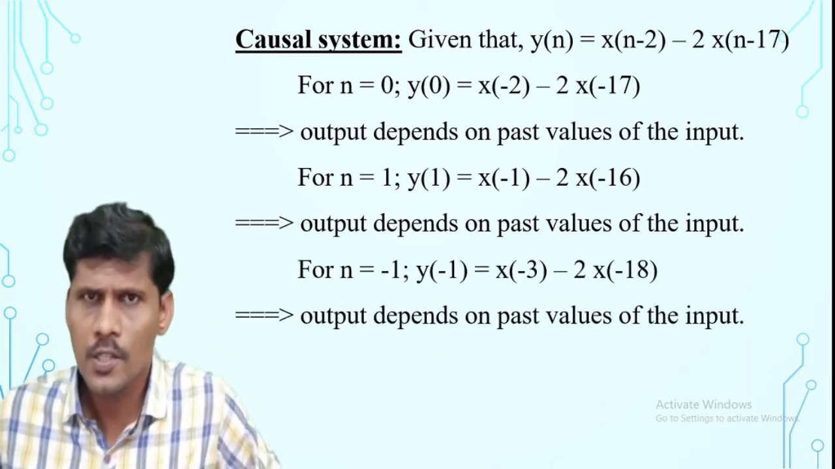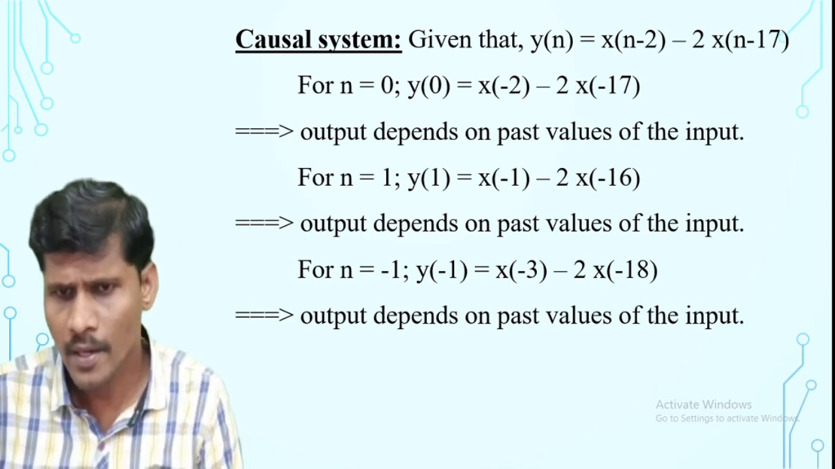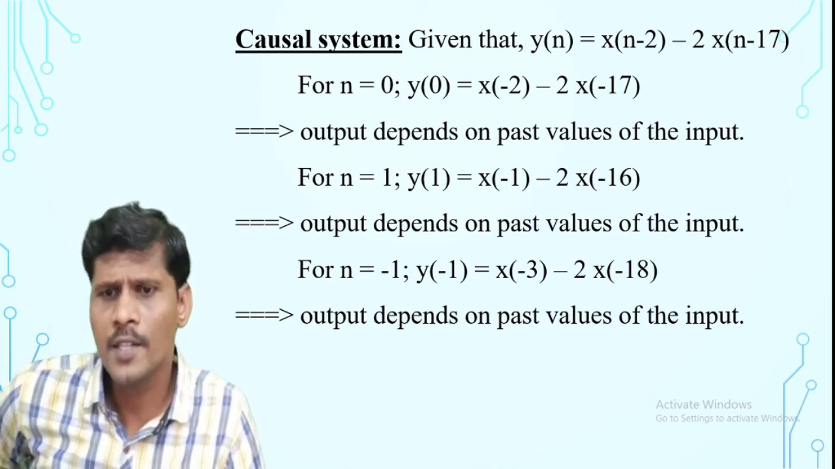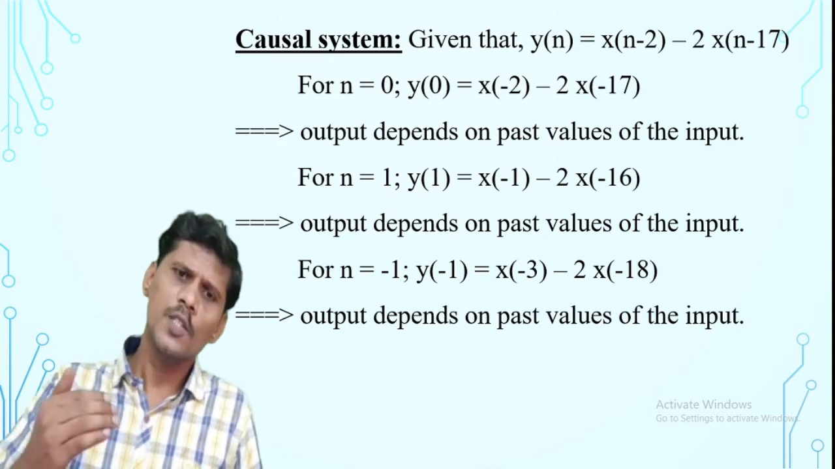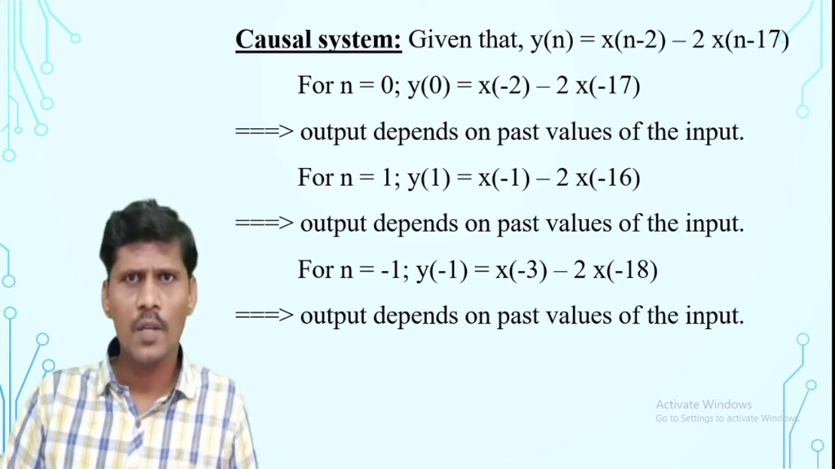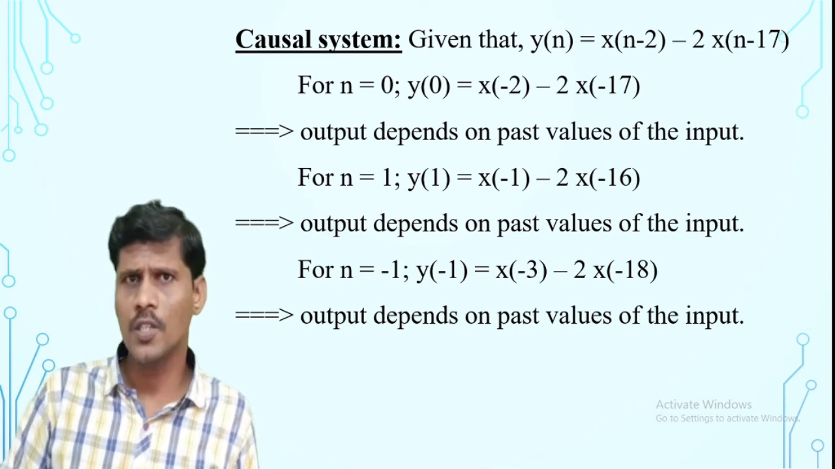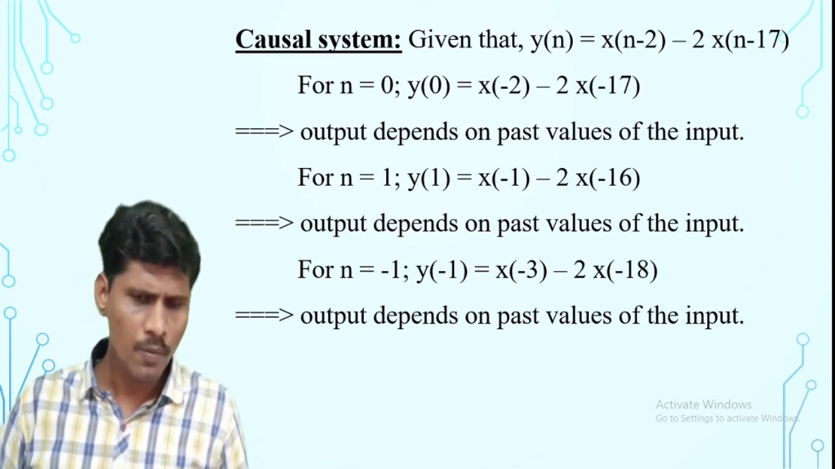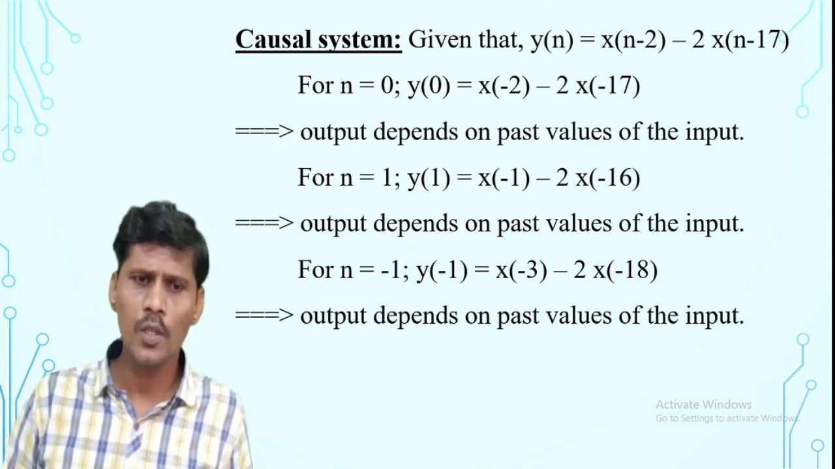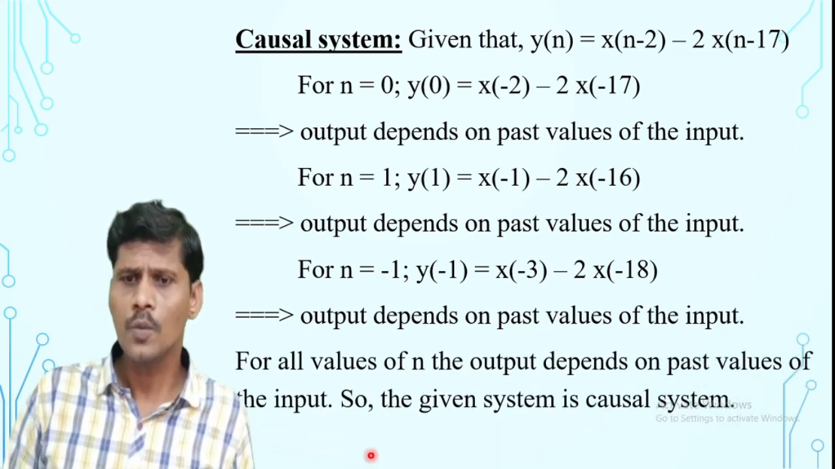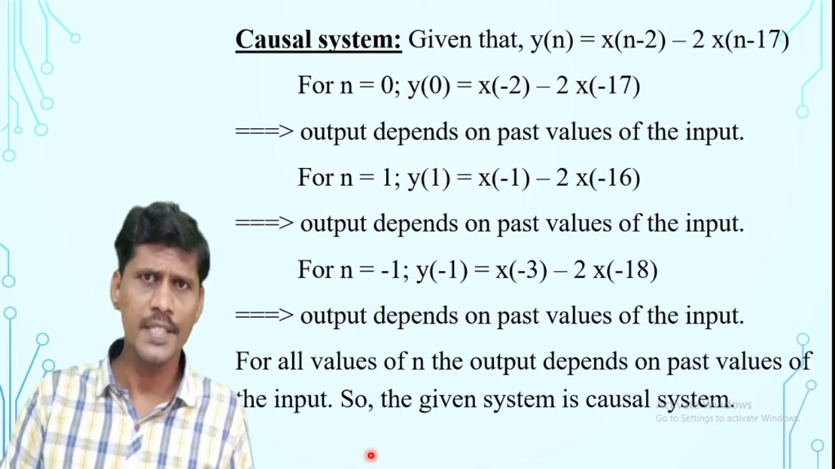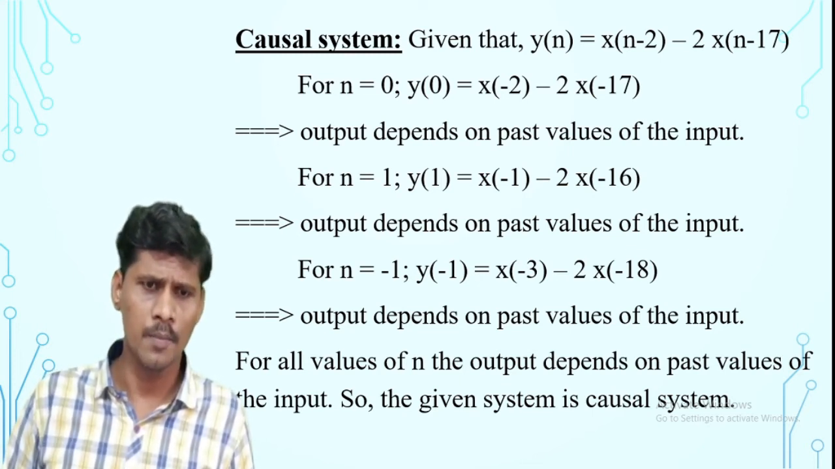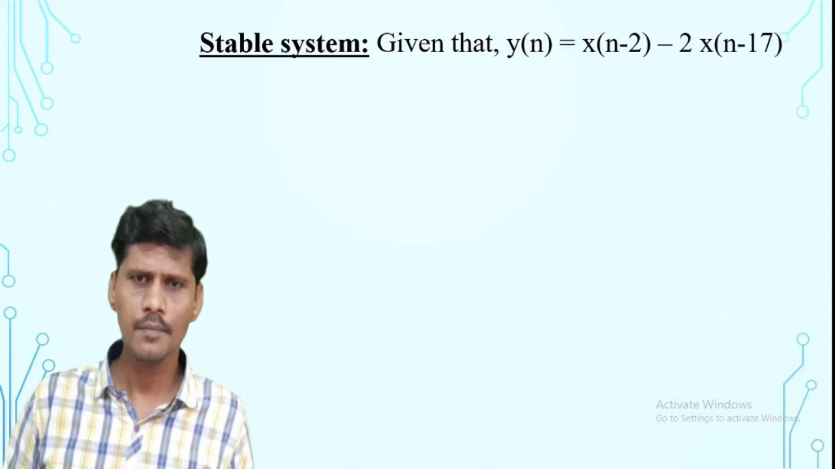Next substitute n is equal to minus 1, then y of minus 1 is equal to x of minus 3, 2 x of minus 18. Here also, the output of the system depends on past values of the input. The causal system condition is satisfied. Hence, for all values of n, the output of the system depends on past values of the input. Hence, the given system is a causal system.